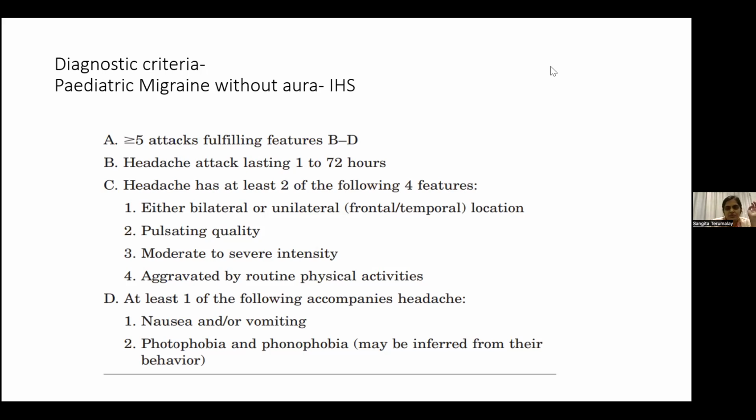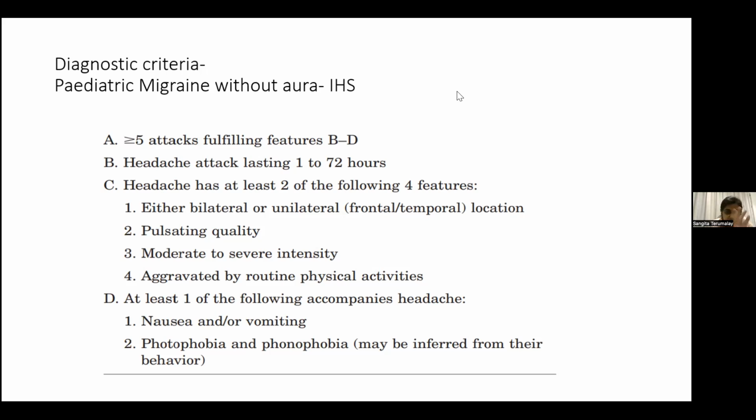So I chose to just discuss the diagnostic criteria of pediatric migraine without aura. 30% of children will have aura, but the most common migraine presentation is pediatric migraine without aura. The diagnostic criteria are very nicely delineated: more than 5 attacks and fulfilling features B to D, which are headache that lasts 1 to 72 hours, and headaches that have at least 2 of the 4 features.